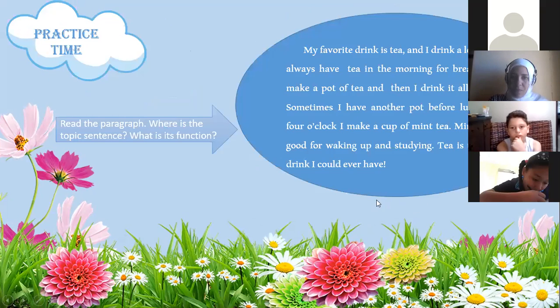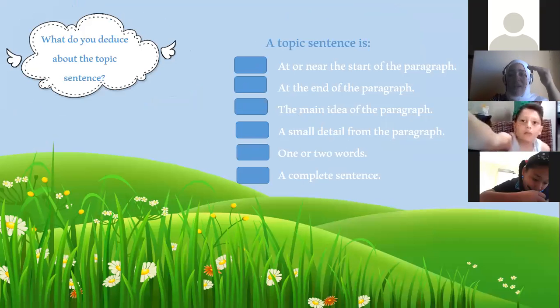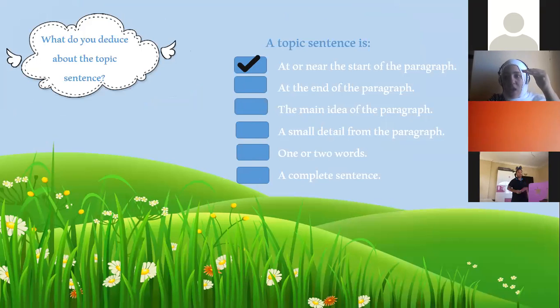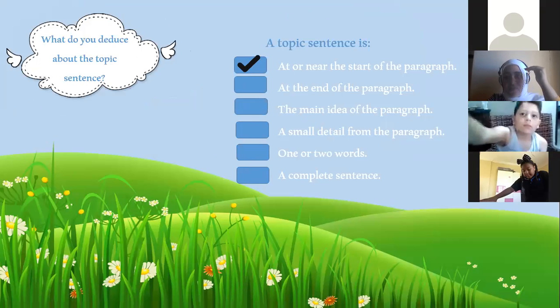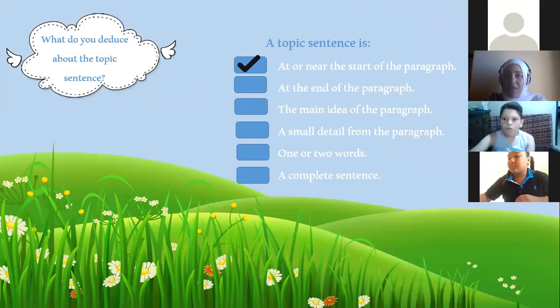This is a paragraph for practicing. Here, there is a little bit of information about the topic sentence. A topic sentence is at or near the start of the paragraph. Where must we find the topic sentence? We must find the topic sentence at the beginning of the paragraph. We always find the topic sentence at the beginning of the paragraph. I start the paragraph directly with the topic sentence. Do I find the topic sentence at the end of the paragraph? No, I don't find the topic sentence at the end of the paragraph.